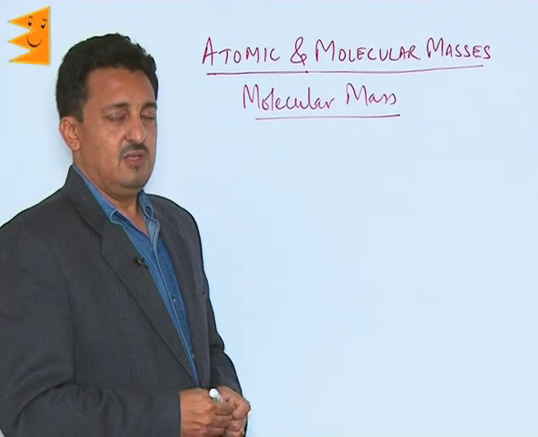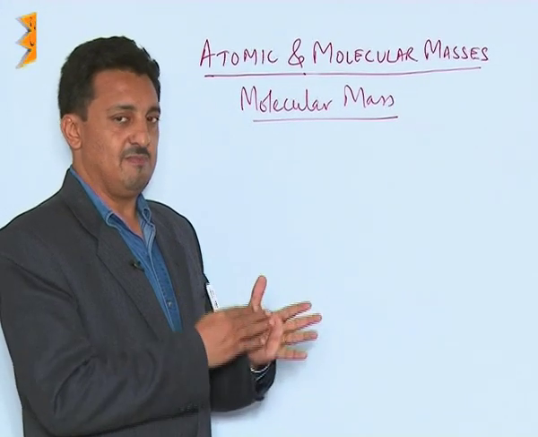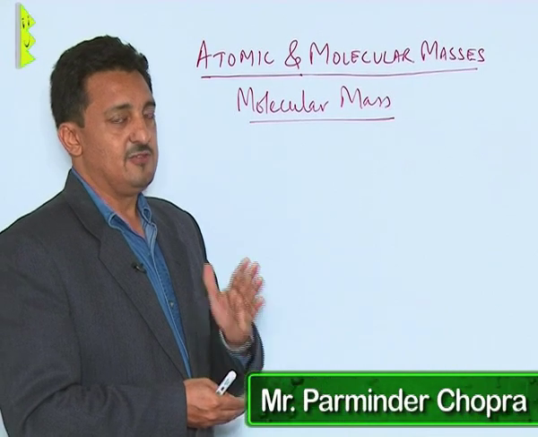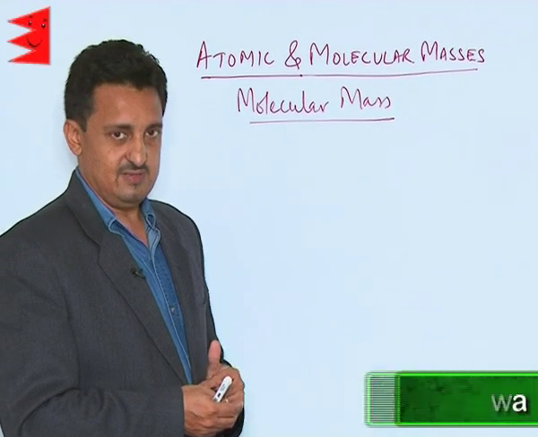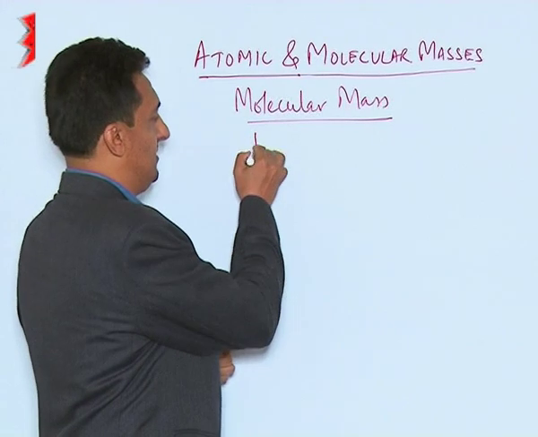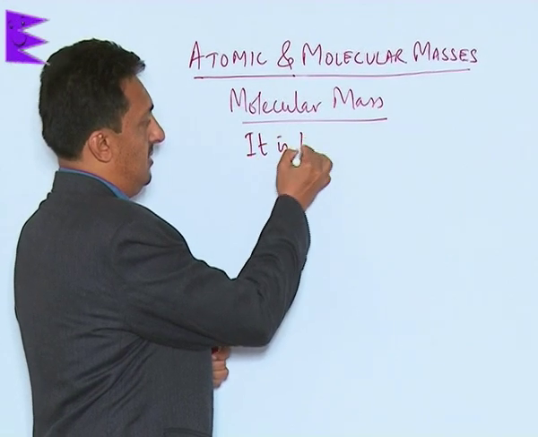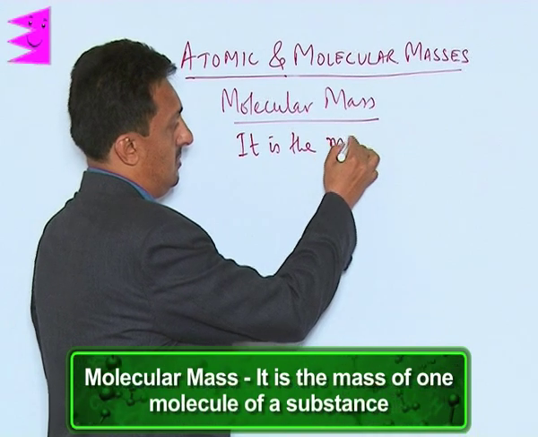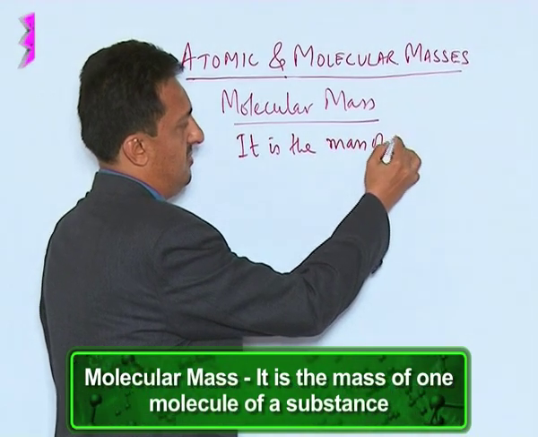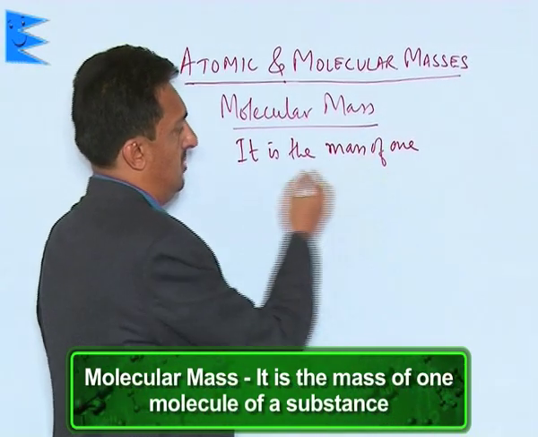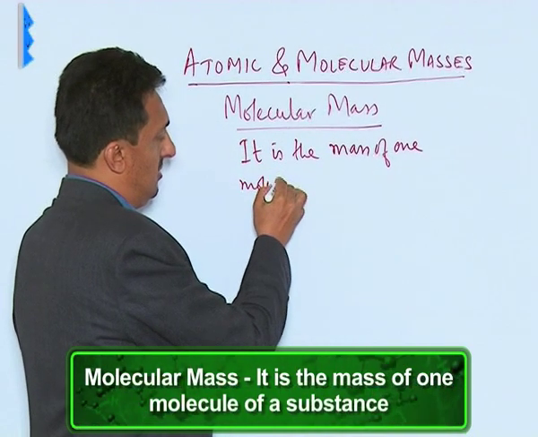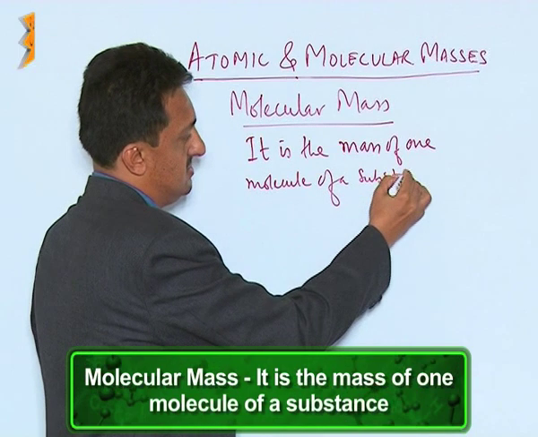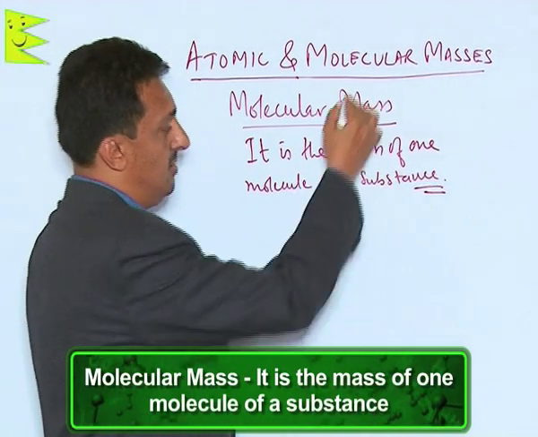Molecular mass. Now, after understanding what exactly are atomic masses, relative atomic masses, or average atomic masses, we need to understand what exactly is a molecular mass. See, molecular mass: the mass of one molecule of a substance is called molecular mass.